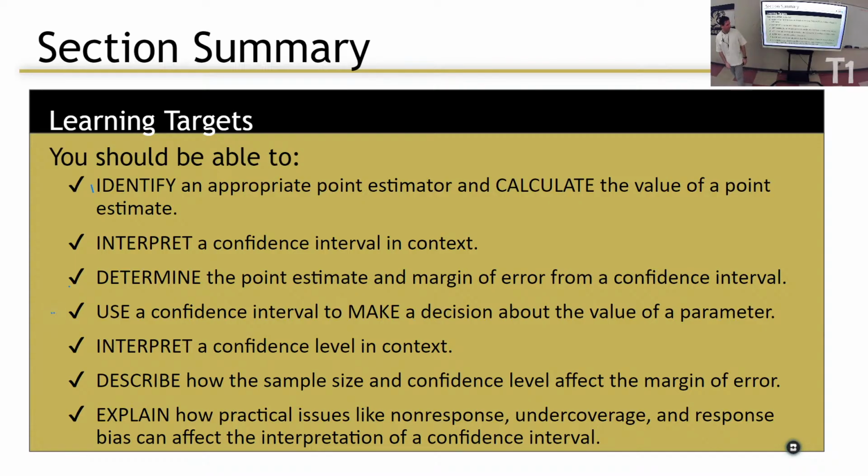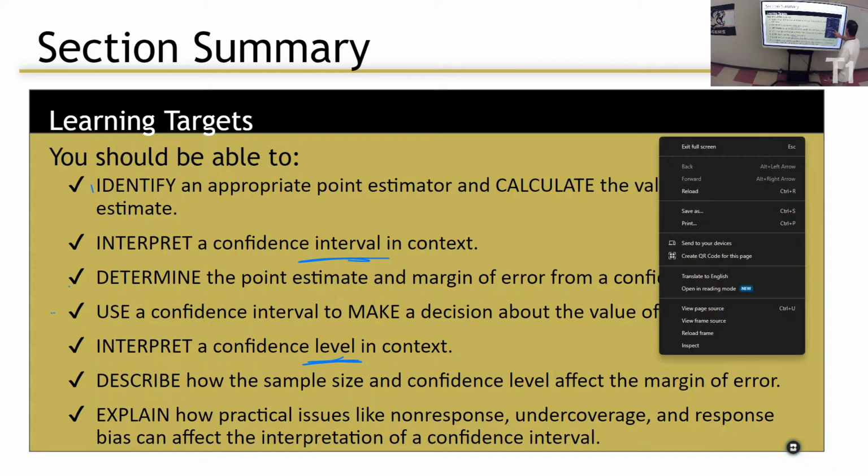I hope you can interpret a confidence level. Again, make sure you understand the difference between level and interval, okay? Describe how sample size and the confidence level affect it. If I increase it or decrease it, what happens? And then explain how particular issues like non-response, undercoverage, and response bias can affect the interpretation. I either overestimated or underestimated the truth. Beautiful. I'm going to go here. I'm going to go here.